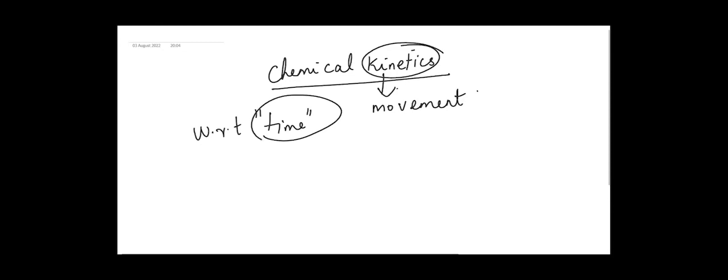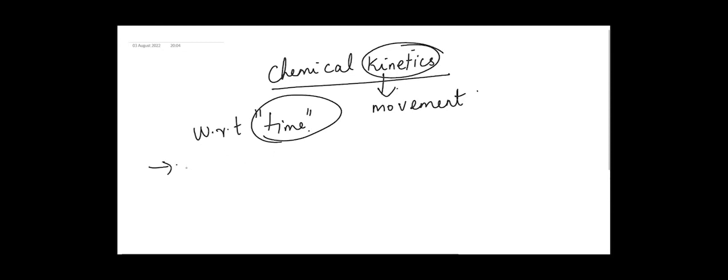Now let us discuss the chapter chemical kinetics. So what do you mean by kinetics in general? Kinetics is nothing but the movement of something. Now chemical kinetics as a whole means the movement of a chemical reaction, that too with respect to time. So the most important variable involved is time here.